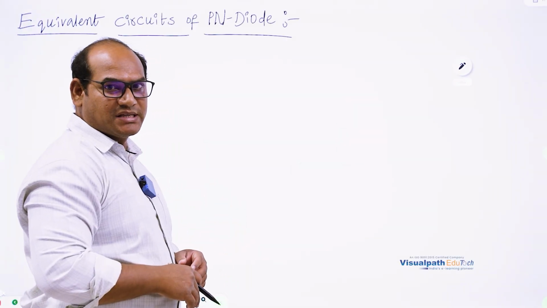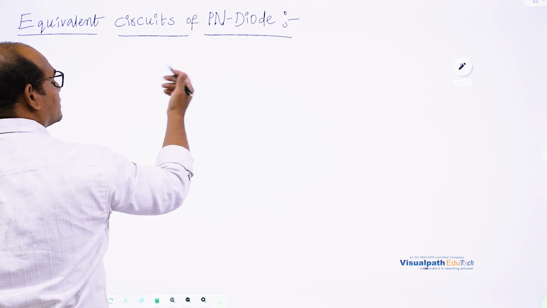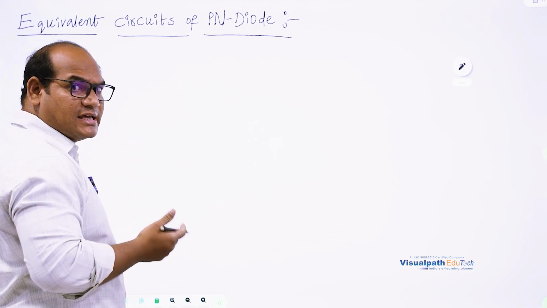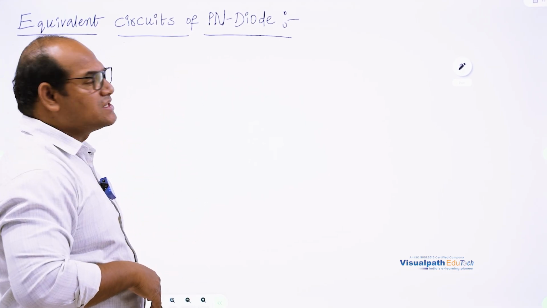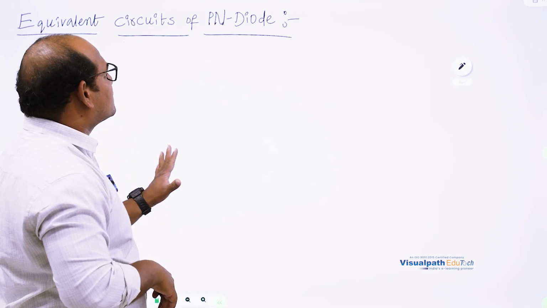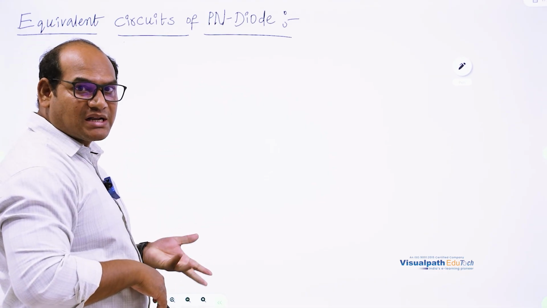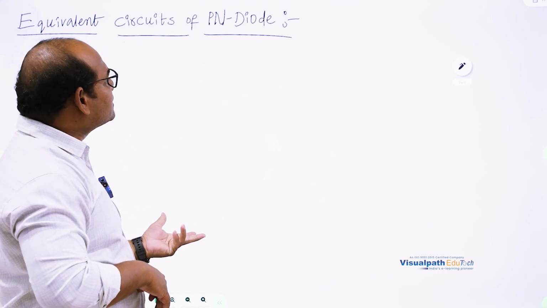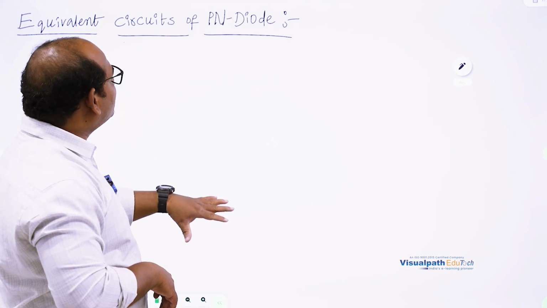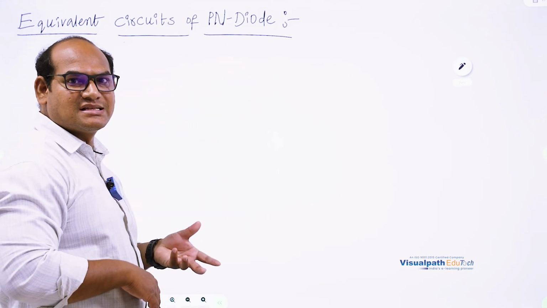Equivalent circuits of the PN junction diode. We have seen what the PN junction diode is and the current equation regarding the PN junction diode. Now, what are the equivalent circuits of the PN junction diode? When you want to analyze a circuit involving the PN junction diode, it is required to replace the diode with small electrical circuits.